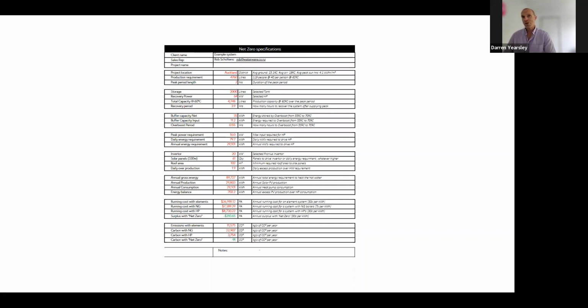Then we can do the same in terms of carbon. What we tend to find is in the institutional and government work, they're very, very focused on carbon metrics. So as part of the tool, what we can do is do carbon comparisons. If we were going to produce that hot water using electric elements and hot water cylinders, it's 11,500 kilos of carbon per year. With natural gas, it's 23,000. With the heat pump system, it's 3,700. And then with net zero, it's a slight carbon. You're in the positive for carbon.